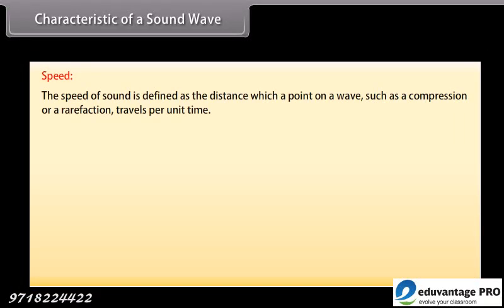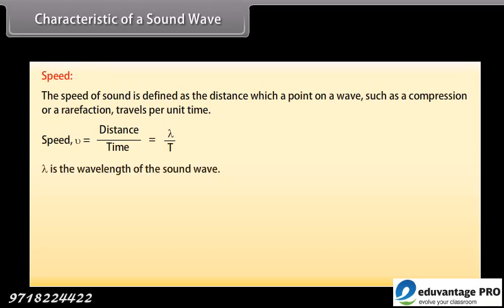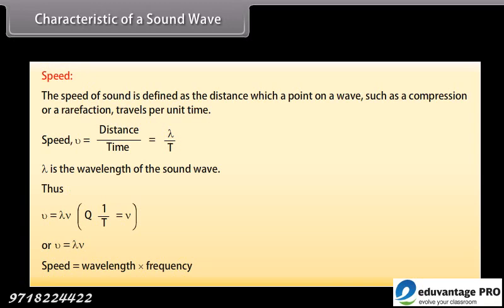Speed. The speed of sound is defined as the distance which a point on a wave, such as a compression or a rarefaction, travels per unit time. We know that speed, v, is equal to distance upon time, which is equal to lambda upon T. Here, lambda is the wavelength of the sound wave. It is the distance travelled by the sound wave in one time period of the wave. Thus, v is equal to lambda times nu. That is, speed is equal to wavelength times frequency.